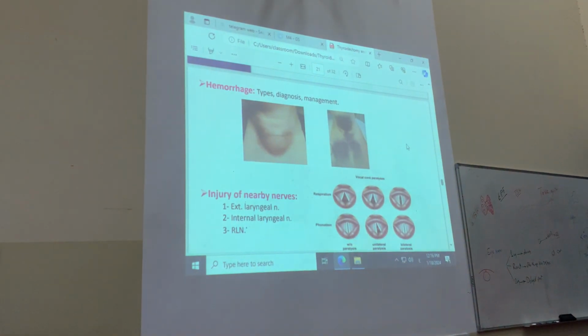Injury of the nearby nerves. Okay, the external laryngeal nerve should be protected and we should take care of it while we are ligating the superior thyroid artery. If we have injury, it will lead to loss of high pitch voice due to paralysis of the cricothyroid muscle. The internal laryngeal nerve, yes, it's a little bit far from the superior thyroid, but it could be injured, and it's sensory, and so if we have injury to the internal laryngeal nerve, it will be associated with choking.